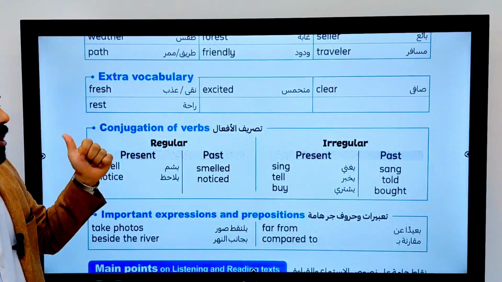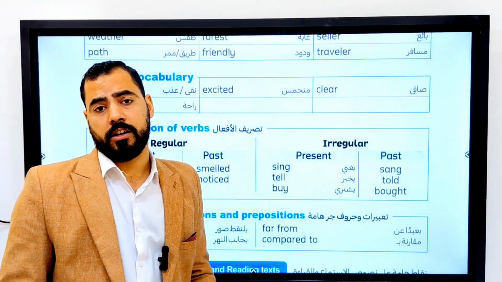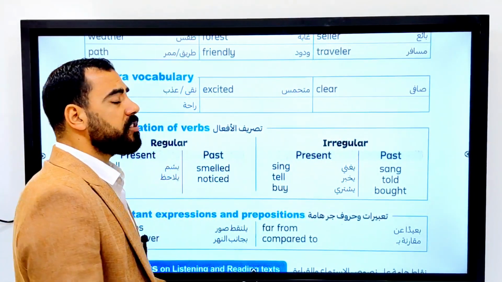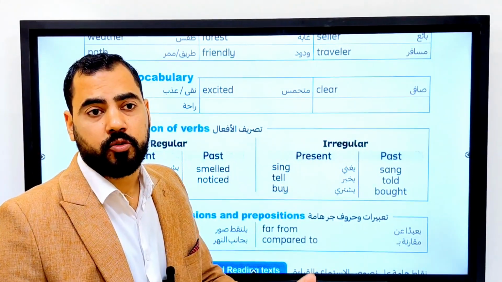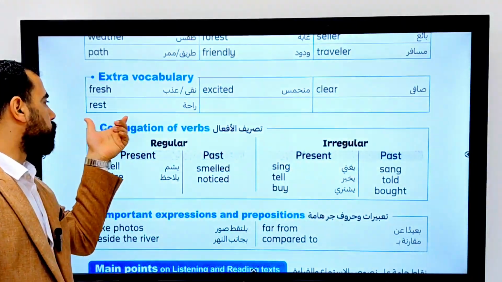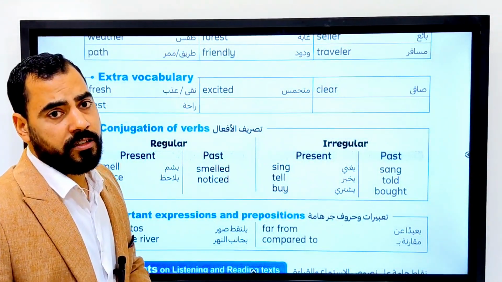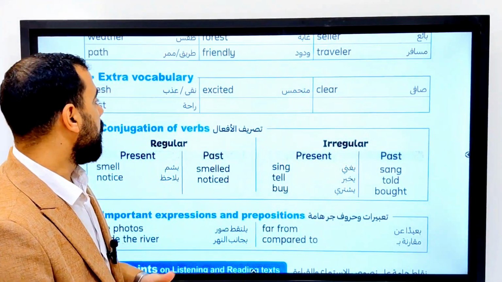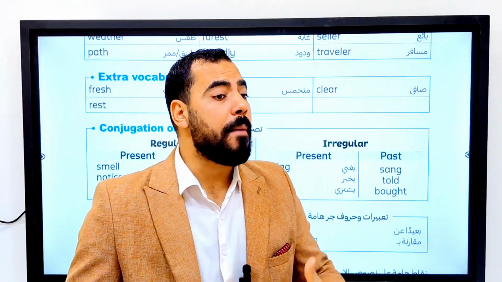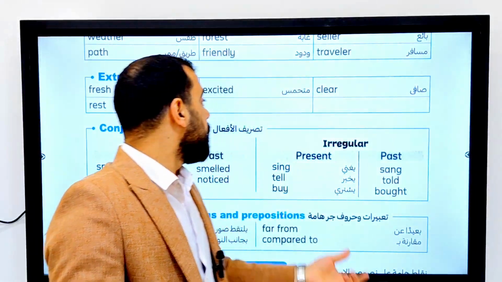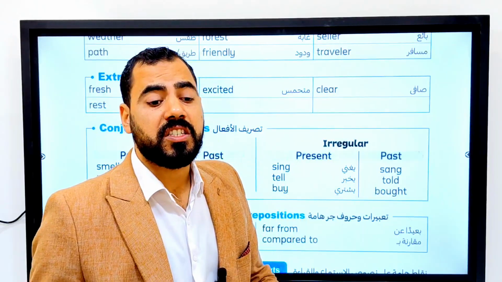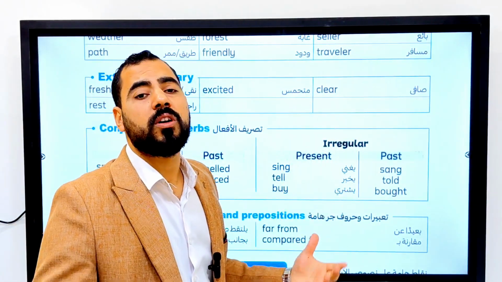Number one, fresh. So we use fresh to describe water. So rivers have fresh water, for example. And sometimes we use it to describe foods and drinks. So fresh juice, fresh fruit or vegetables. Rest. So you are so tired, so please get some rest, for example. Excited. So you feel excited when you are happy to do something. Clear. We use it to describe air. We use it to describe water, that it's so clear.